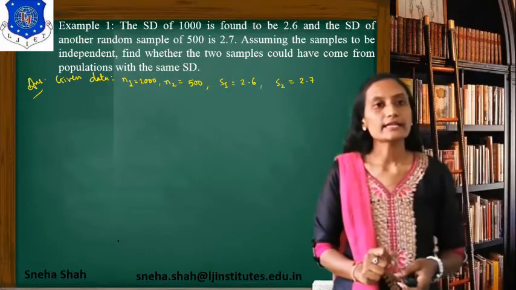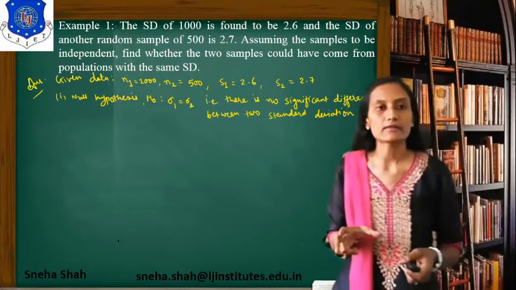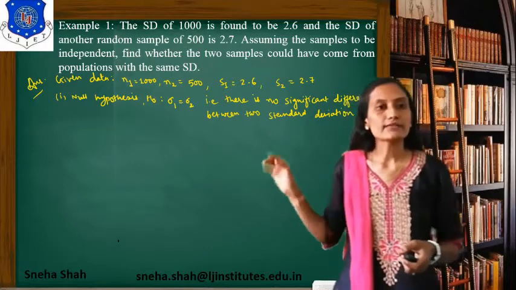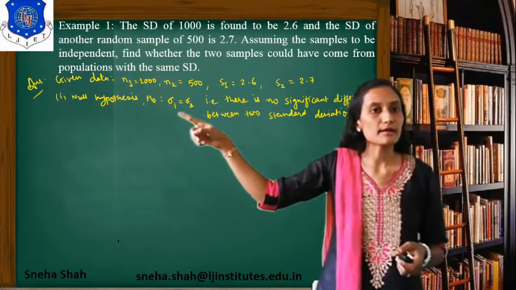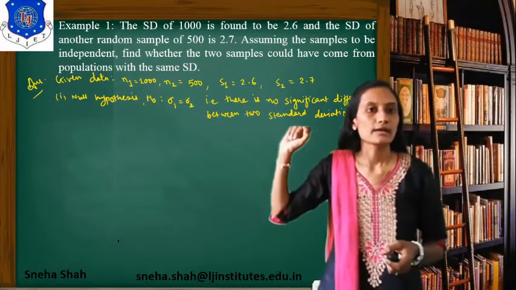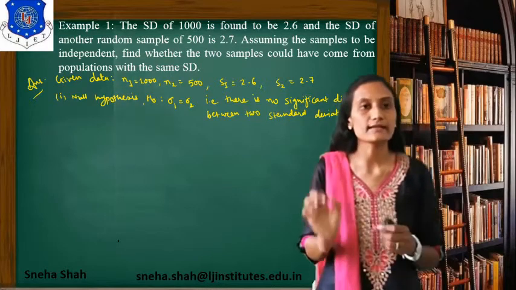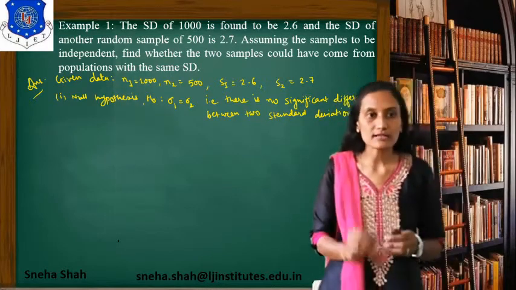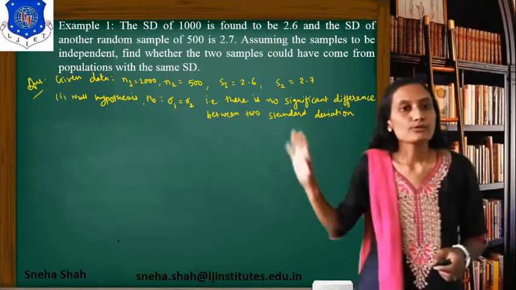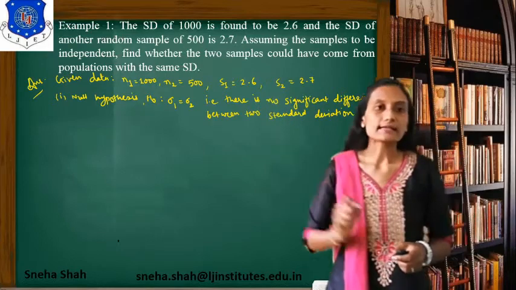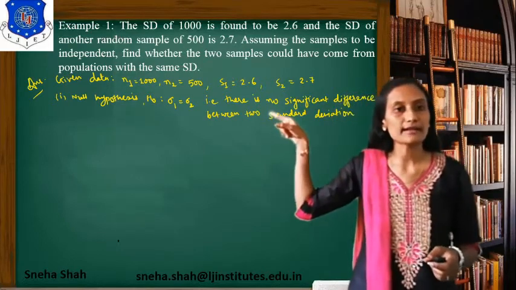Now we are defining the null hypothesis. In this we will assume that the two standard deviations are the same. So we define the null hypothesis H0 as sigma 1 equals sigma 2. It means there is no significant difference between the two standard deviations. It means we are assuming that the two standard deviations have the same value. So if we are assuming this as the null hypothesis, what will be the alternative hypothesis? It's a complement of this, right?